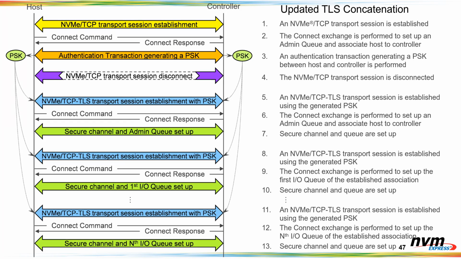You see that you get a TCP session established in the yellow arrow, which generates a PSK. The purple arrow with the dotted lines is the disconnect of that first session, after which we use that PSK to set up all of the secure connections and secure channels for the admin queue and the various IO queues. The entire sequence of operations is listed on the right-hand side of the slide, which I will let you read in your own time afterwards.